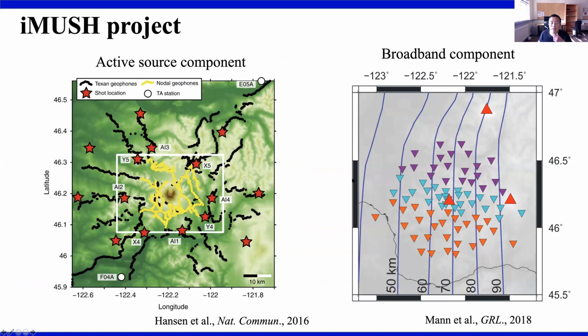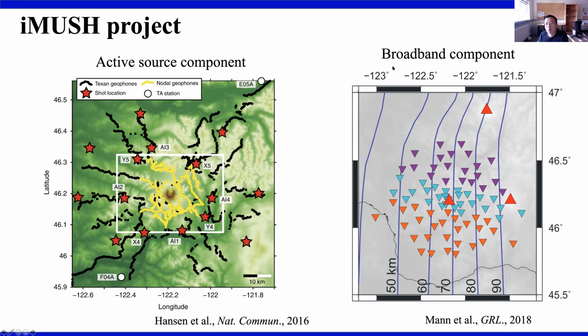In order to fully understand, that's why this iMUSH project was initiated. It has two components. The active source component: each star here is an explosion, and the prestigious aspect of this experiment is that there are more than 3,000 sensors around one single volcano. There are a lot of interesting studies coming out of it. If you're interested, you can just Google iMUSH; there will be quite a few papers. This active source study was conducted in late 2014, so it has been quite a few years.